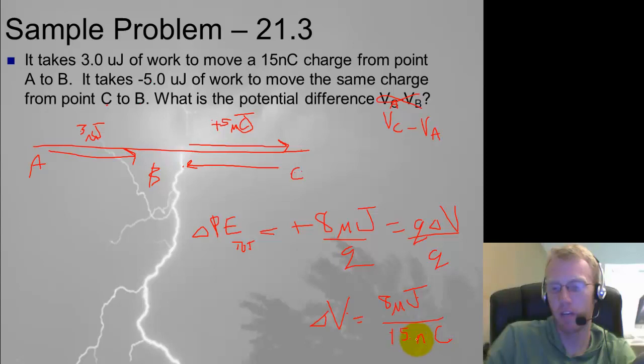So 8 micro divided by 15 nano, that's around, I don't know, 500?